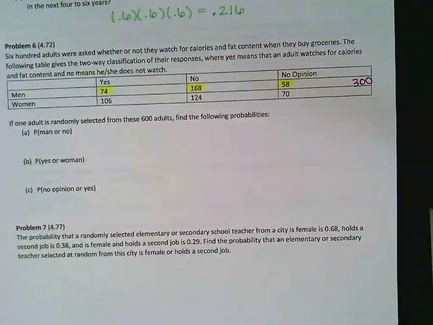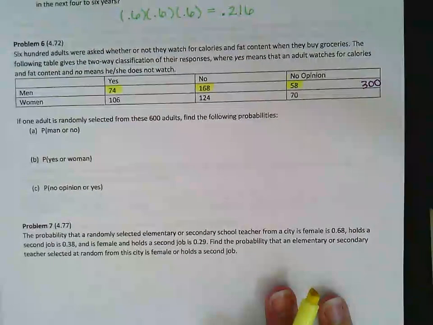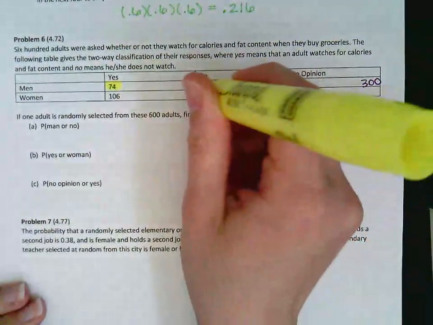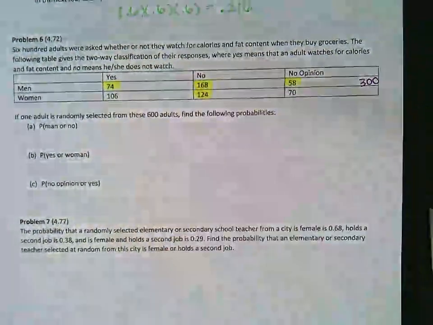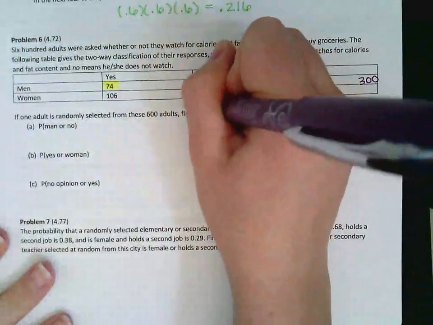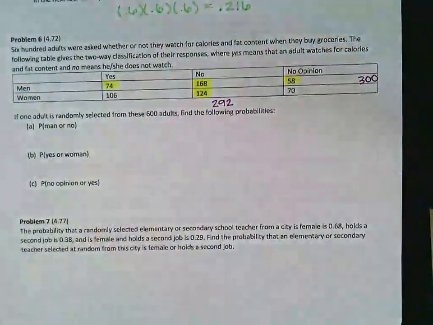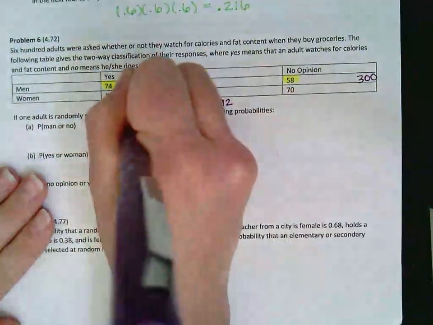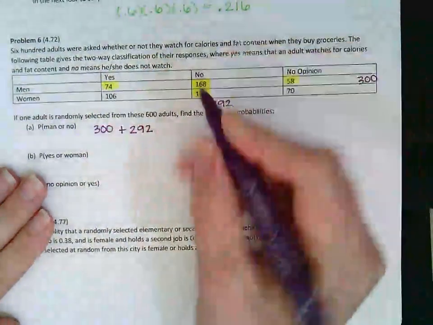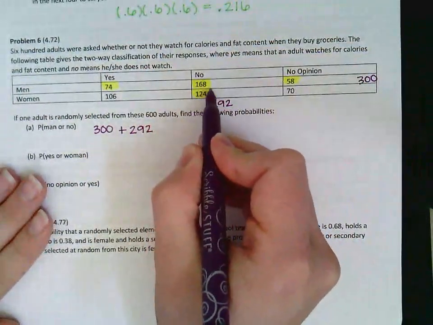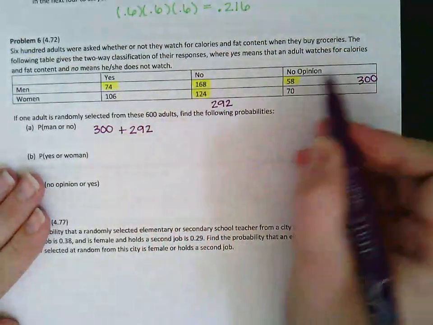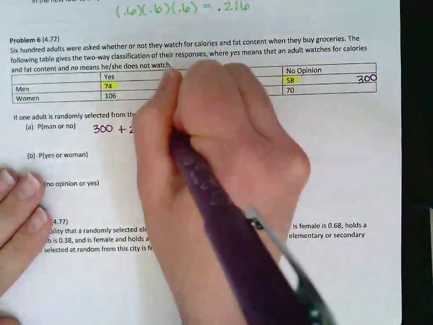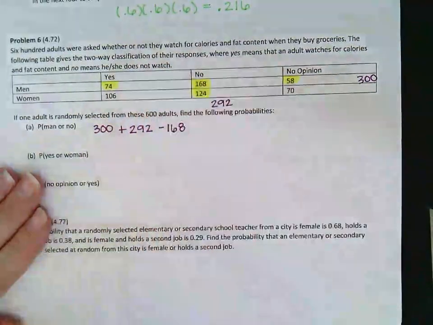Or no. So in this group of 600 adults, I choose one person and they're either a man or they say no. So it could be a woman and no. So I'm going to add up my no category as well. That's 292. But when I take 300 and add 292, I actually included this 168 twice. I included it in my 300 and I included it here. And that's not right. I need to adjust for that. So I'm going to subtract out that intersection.